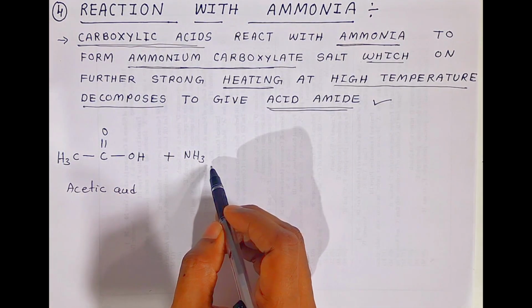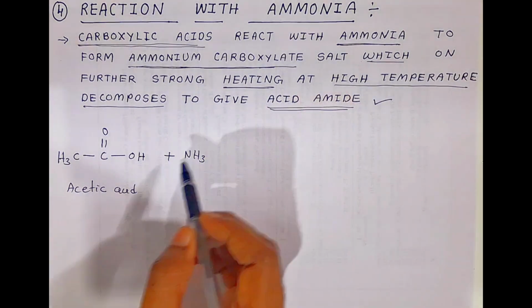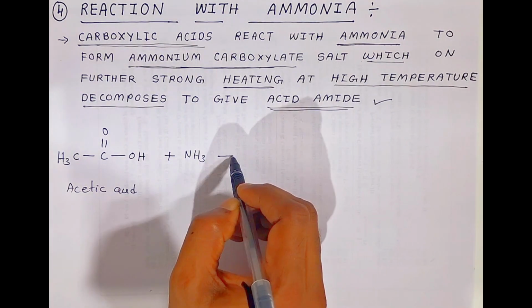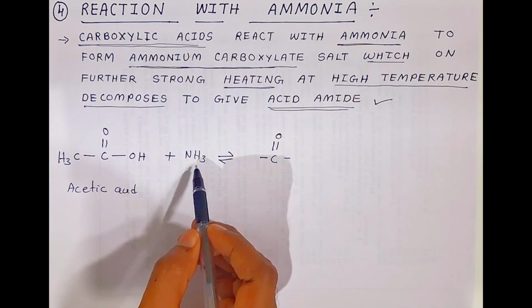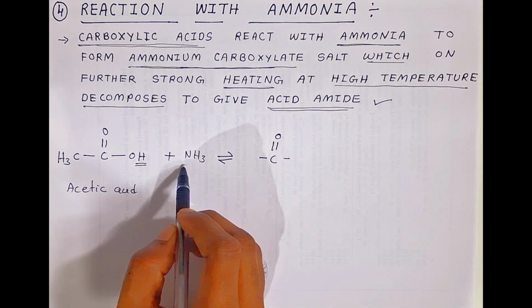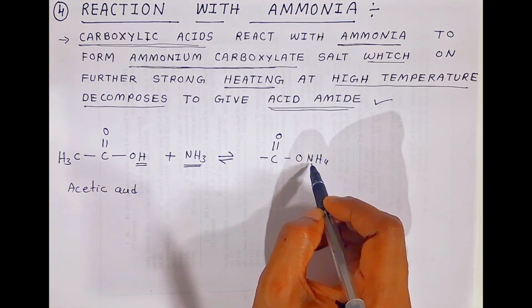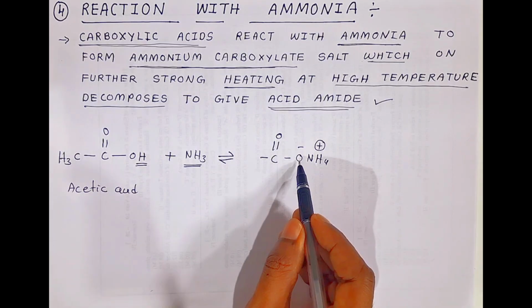If you pass ammonia, what happens? It forms ammonium carboxylate salt. An addition reaction will take place. These two molecules will combine with each other, and this is a reversible reaction. So this ammonia will be added to this carboxylic acid. Here there were 3 hydrogens, and it will form 4 hydrogens. Because this nitrogen contains 4 hydrogens, it will carry a positive charge, and the oxygen will carry a negative charge.